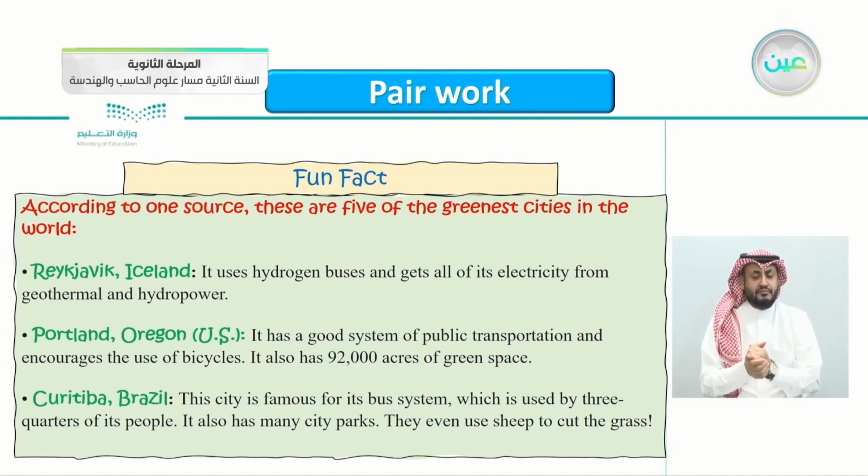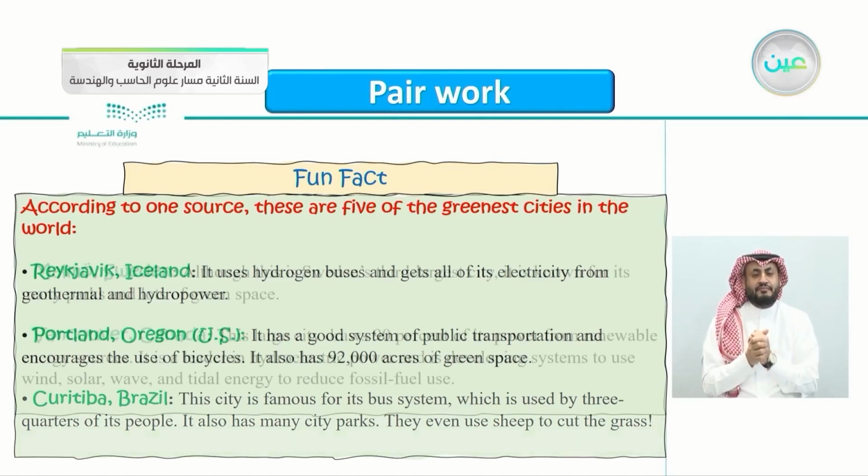In Brazil, Curitiba is famous for its bus system, which is used by 3/4 of its people. It also has many city parks. They even use sheep to cut the grass. They don't use machines to cut the grass. They use sheep. This is out of saving the environment and going green.